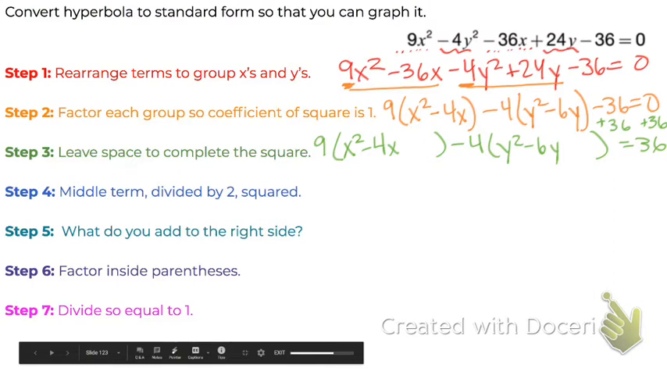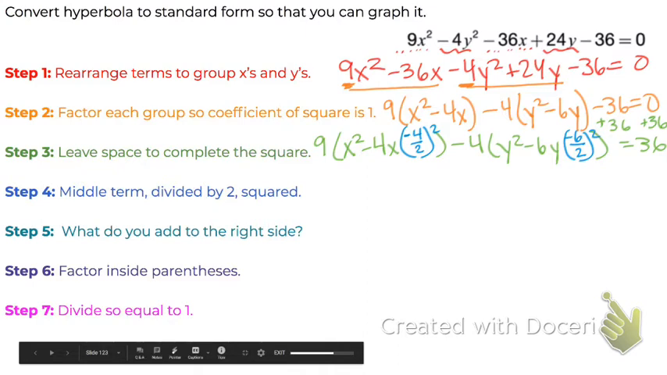Now, what goes in that space when we complete the square? What we're going to do is you're going to take the middle term. So for the x's, my middle term is negative 4. You're going to divide by 2, and then you're going to square it. So for the y's, our middle term is negative 6. You're going to divide by 2, and then you're going to square it.